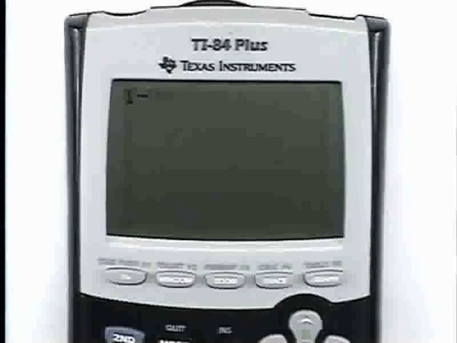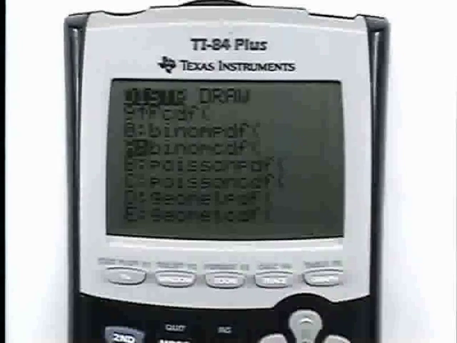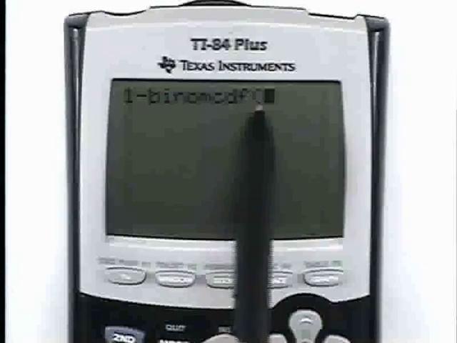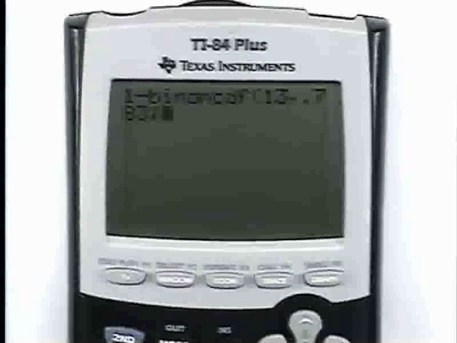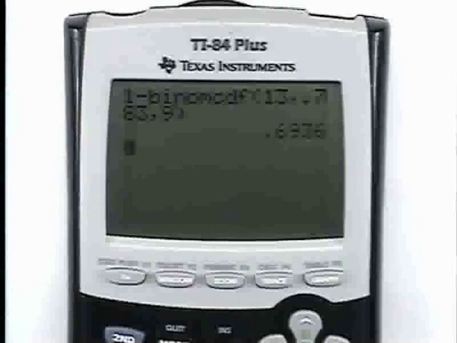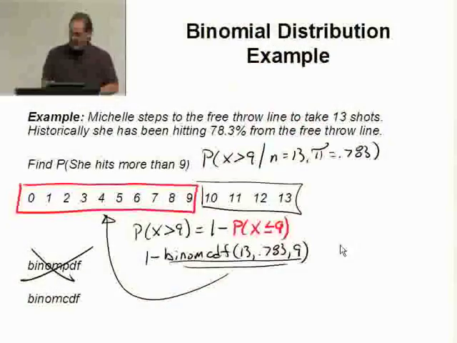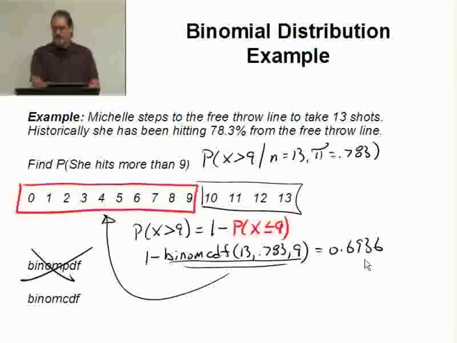So second distribution, binom CDF. You have 1 minus what I'm about to do here: 13, 0.783, and we said 9. Hit enter, and there it is, 0.6936. So this is equal to 0.6936. Again, if you did these individually and added them up, that's the same answer you're going to get within rounding. If you start rounding, you may be off in the thousandths or ten-thousandths place or something like that.